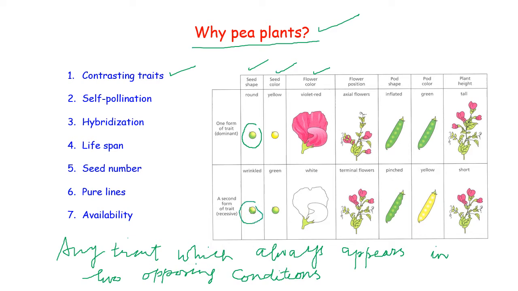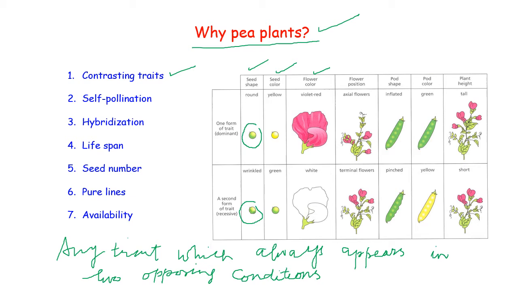So these traits can be used as markers for carrying out the experiments. By observing these traits, you can say what kind of plant this is, and what kind of plant that is, what kind of genotype this plant may have, and so on and so forth.